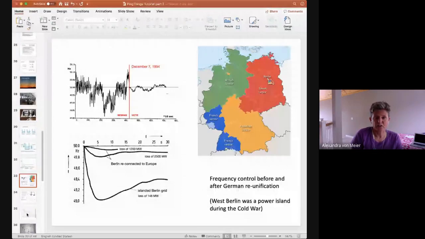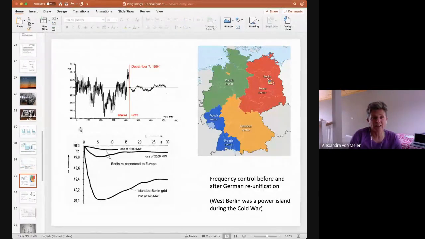This is one of my favorite stories from my hometown of Berlin. And it is the story of how the electric grid in West Berlin was a power island throughout my childhood. And I was blissfully unaware of this. Blissfully unaware because I don't ever remember the power being out. I mean, German engineering, man, the lights were always on.